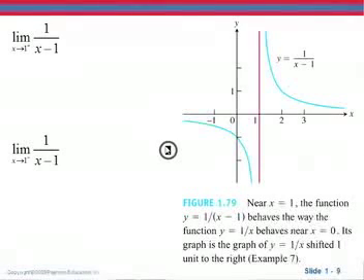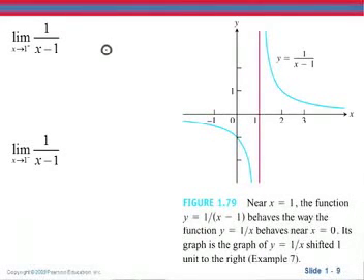Okay, now let's consider some other limits that involve infinity. Here we're looking at the graph of y equals 1 over x minus 1 and thinking about what happens as x approaches 1 from the right and as x approaches 1 from the left. You'll notice as x gets closer and closer to 1 from the right that your y values get larger and larger and larger. And as x approaches 1 from the left, your y values get smaller and smaller and smaller.